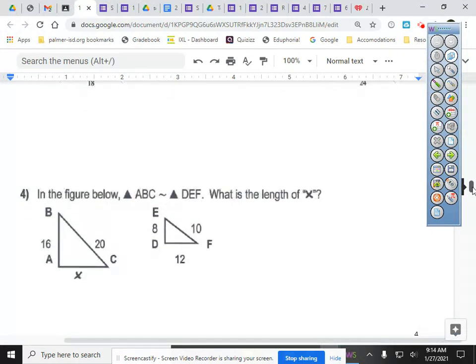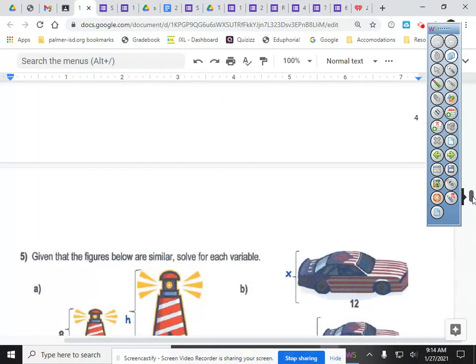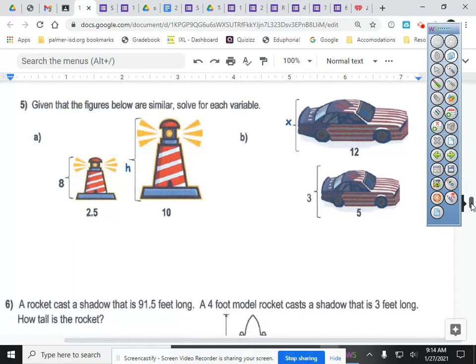Let's go to the next page. Go to page 5. I want you guys to do A and B there. Given that the figures below are similar, solve for each variable.